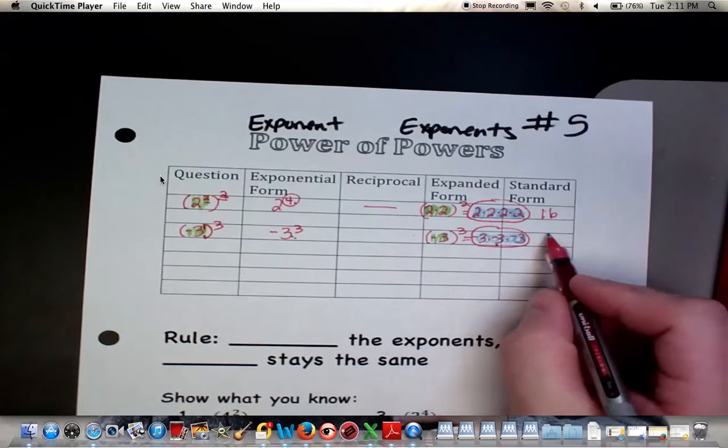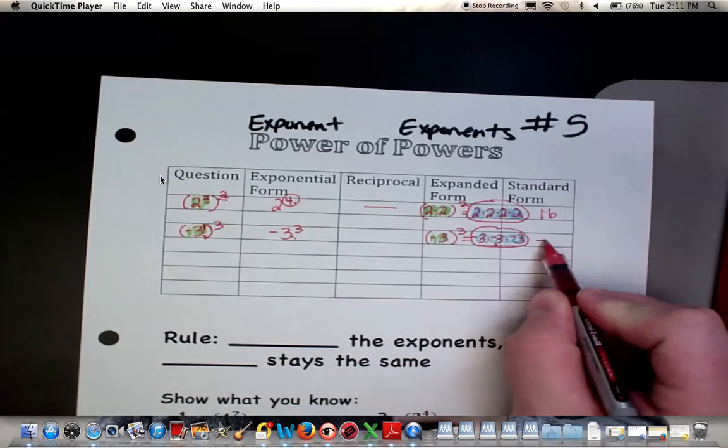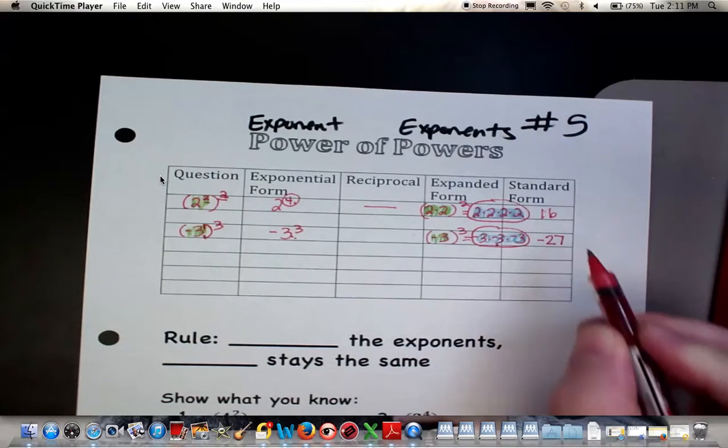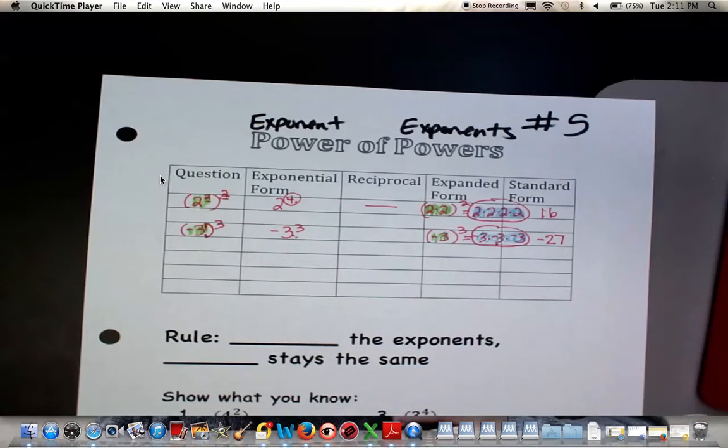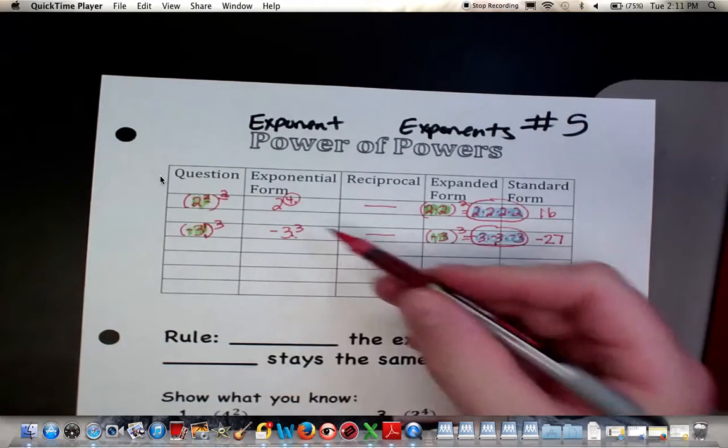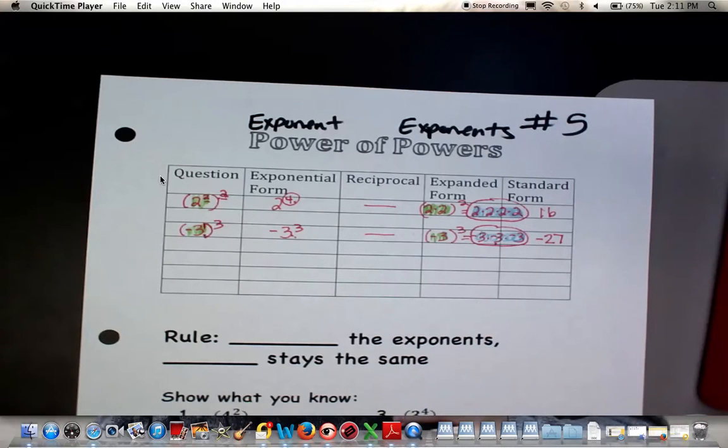To get my standard form, I just multiply those negative 3's. I get negative 27 for my standard form. And there's no reciprocal because that's not a negative exponent. So I don't have a negative exponent, so there's no reciprocal.